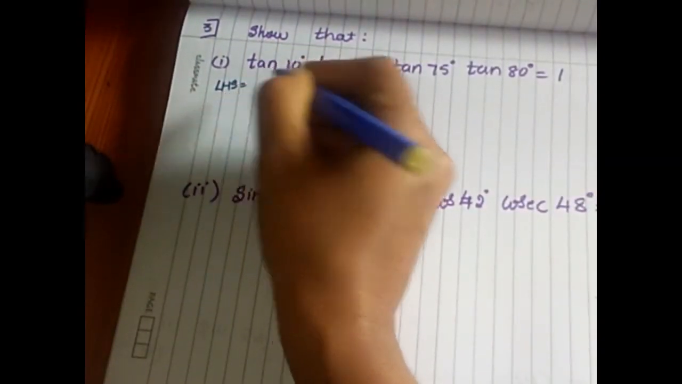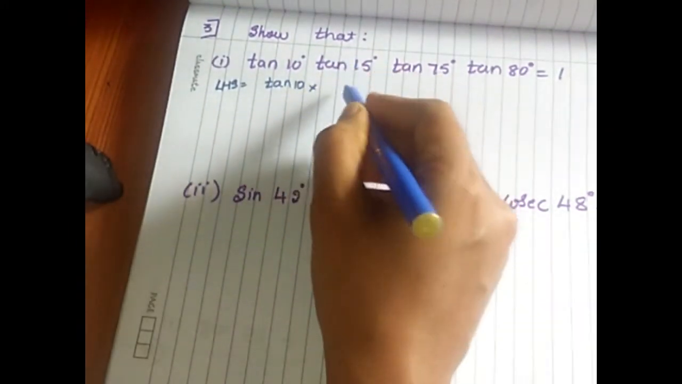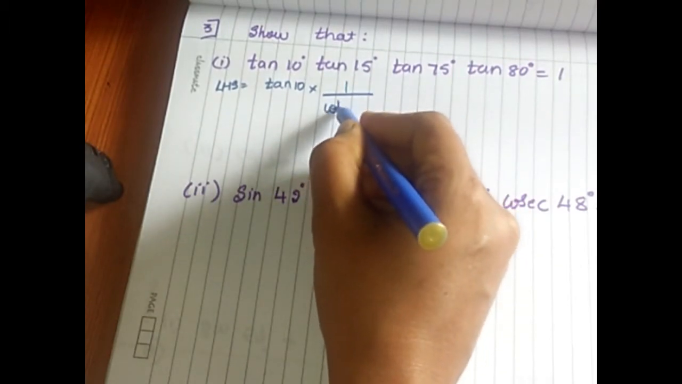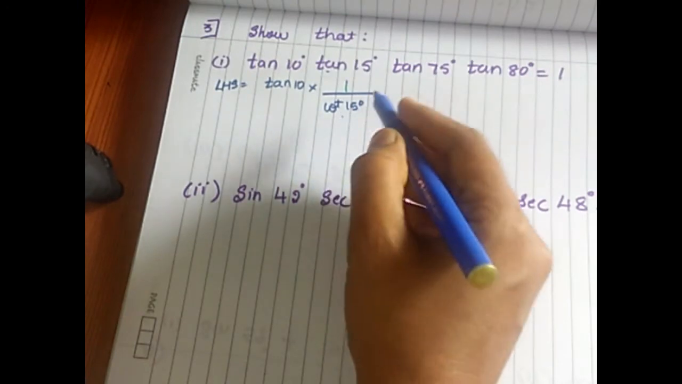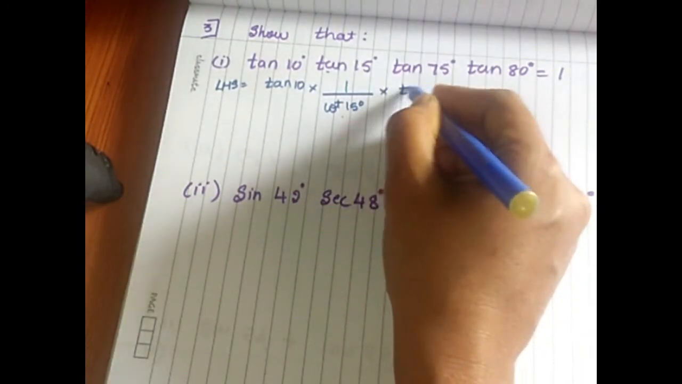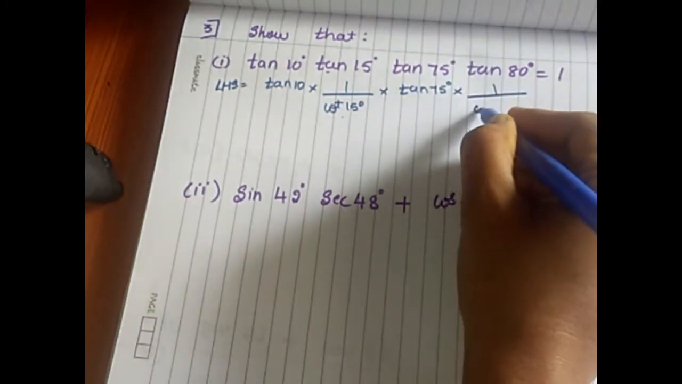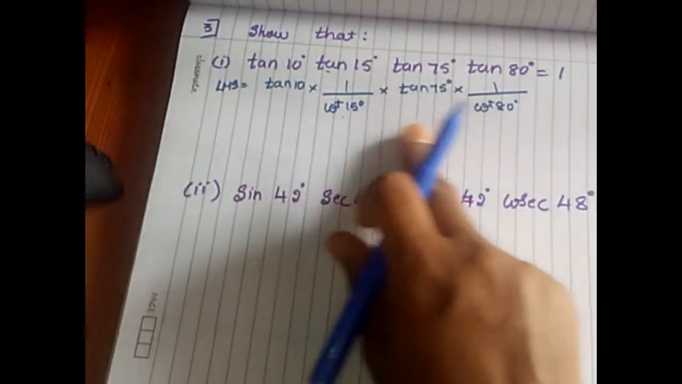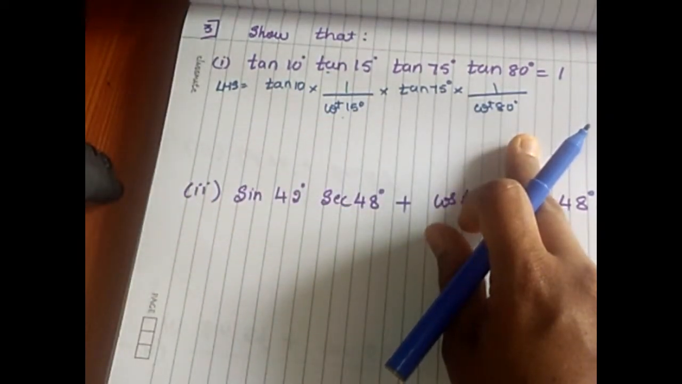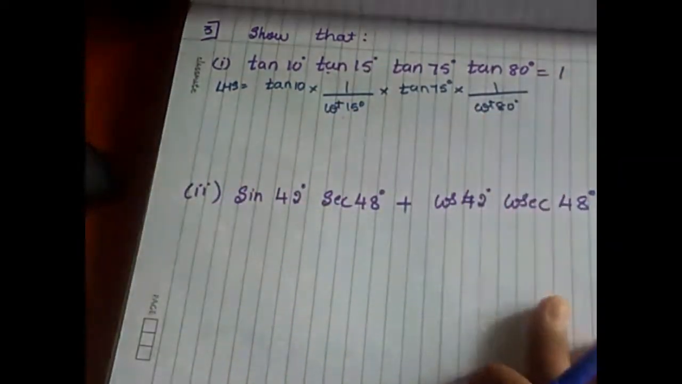LHS is equal to, I'll keep tan 10 as it is. Tan 15, I am going to apply a reciprocal ratio: tan 15 as 1 by cot 15. This is the clue point, children. Now tan 75 is kept as it is. I'll take tan 80 as 1 by cot 80 degree. Among the 4, just see that any 2 you will change, not everything, children. Any 2. So I have taken tan 15 and tan 80.